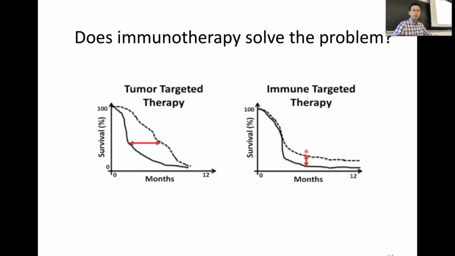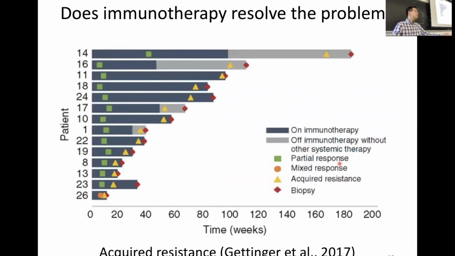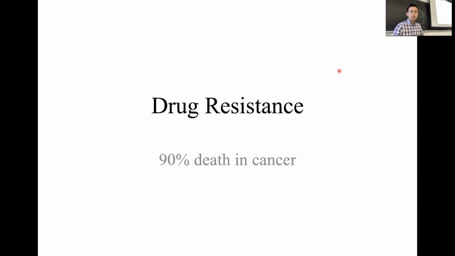And among the patients who respond to the targeted immunotherapies, they will also acquire drug resistance at a later time point. This figure is from a clinical study from Yale Cancer Center. They demonstrated that among the patients who get a partial response to cancer immunotherapy at the very beginning, they will acquire resistance at a later point, sooner or later. So as a summary, drug resistance is really the key challenge of the cancer therapy field right now. About 90% of cancer deaths are due to the development of drug resistance.